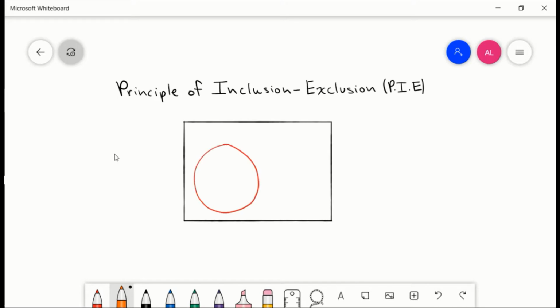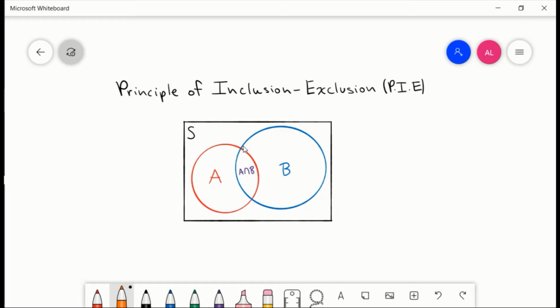And just to introduce this principle, I'm going to draw this picture right here. So this picture means that we have a sample space S, right? And the sample space is basically the set of all possible outcomes. We're talking about probability here. And then we have an event A, represented by this circle, and an event B. And then their intersection is A intersect B, which is denoted like this.